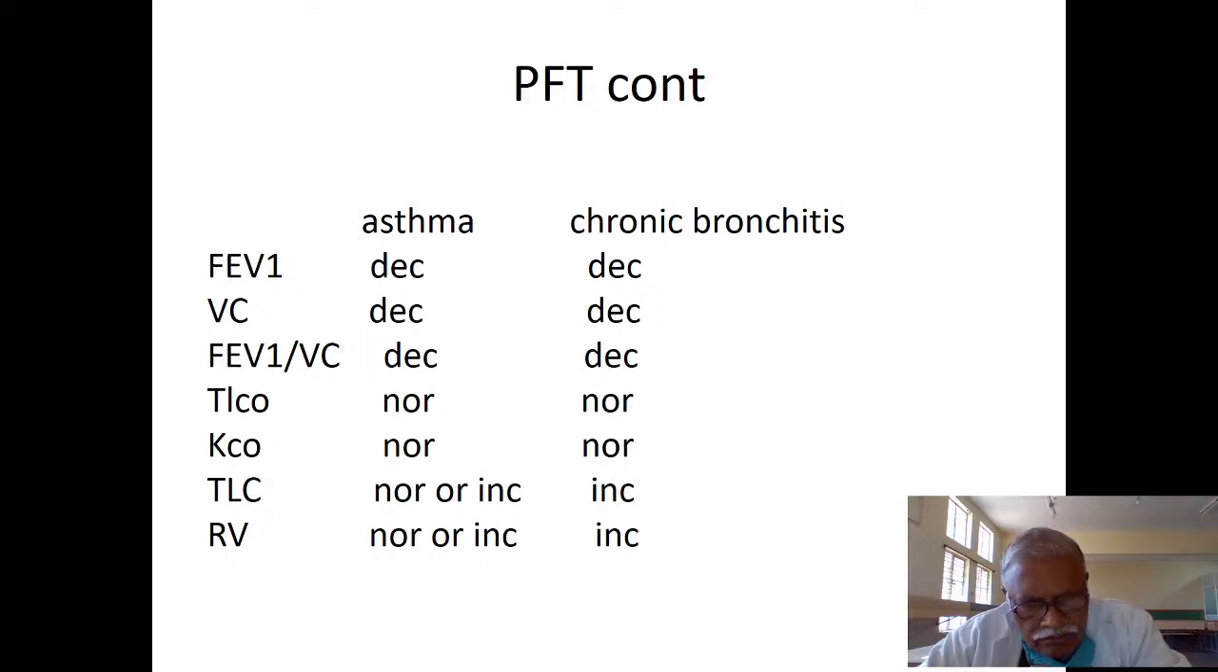And the carbon monoxide coefficiency is also normal in asthma and chronic bronchitis. And residual volume in asthma is normal or increased. In chronic bronchitis, it is increased. And in another two conditions we see.